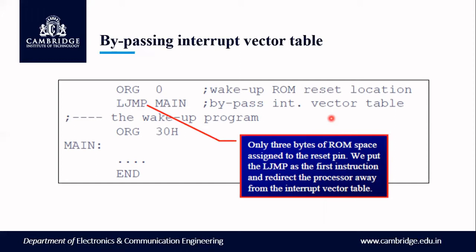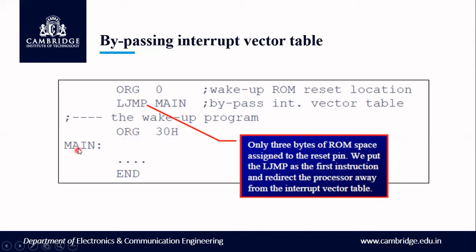So we need to avoid the interrupt vector space or the memory space. We write the first instruction as ORG 0, then we write the next instruction, LJMP main. LJMP means long jump to main. The main label is written after 30H, or anything you like, say ORG 30H.